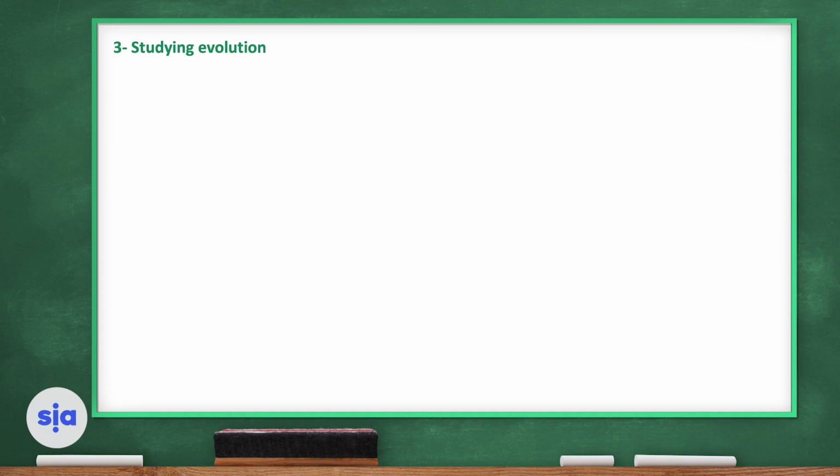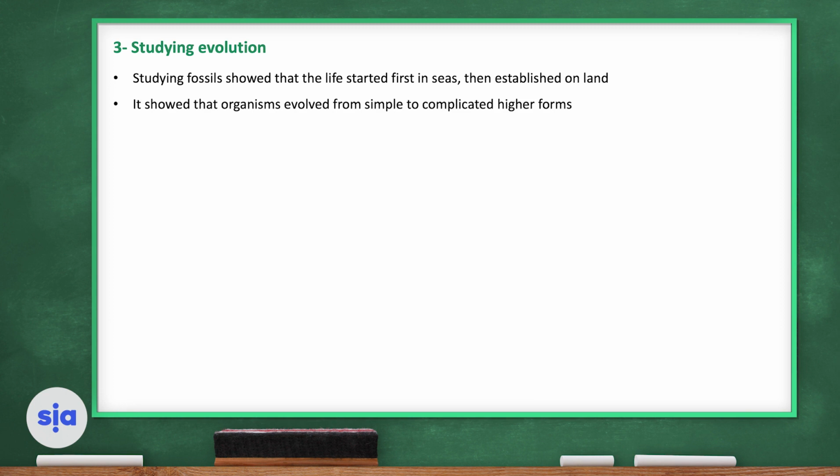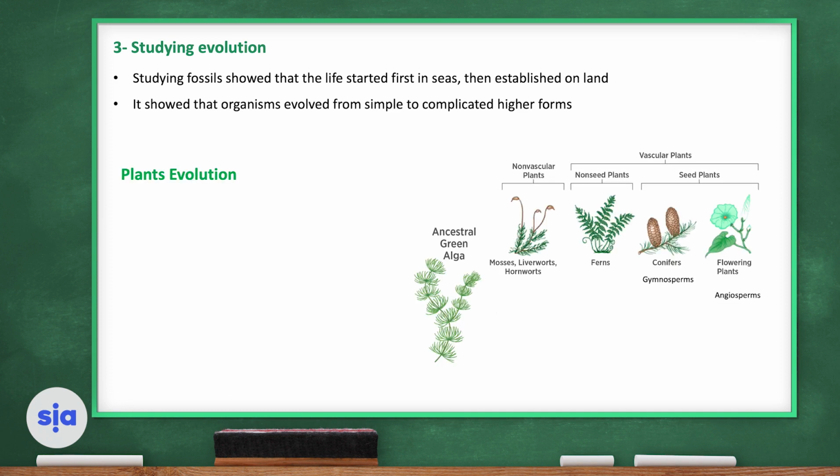What about studying evolution? Studying fossils showed that the life started first in seas, then established on land. It showed that organisms evolved from simple to complicated higher forms. So, studying fossils showed us that plants started millions of years ago as algae, and then the mosses started to appear. They are non-vascular plants. Then comes the vascular plant era, the non-seed ferns, the gymnosperms conifers, and last, the angiosperms, the flowering plants.